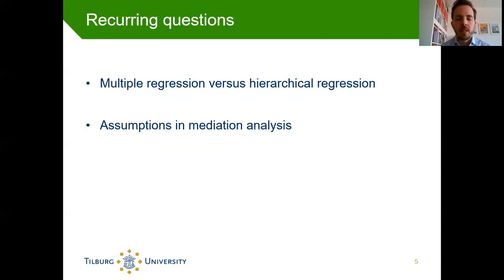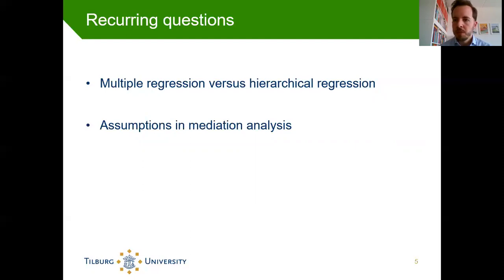Remember that both multiple regression and hierarchical regression contrast with what's called simple regression, right? In the case of simple regression, there's one dependent variable and one predictor, one independent variable. So that's basically a correlation, very simple regression.